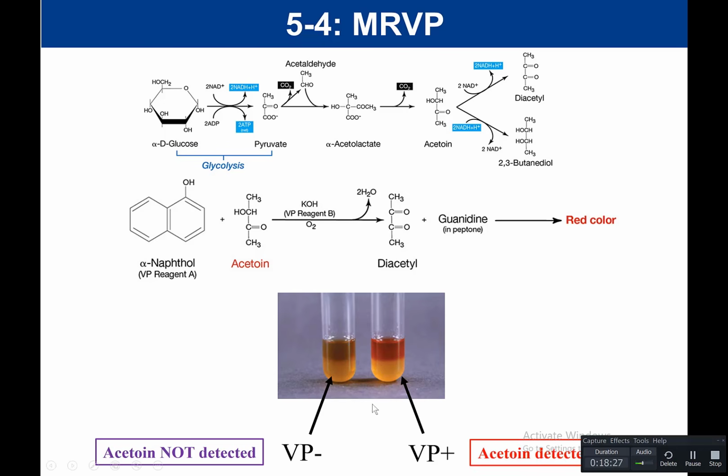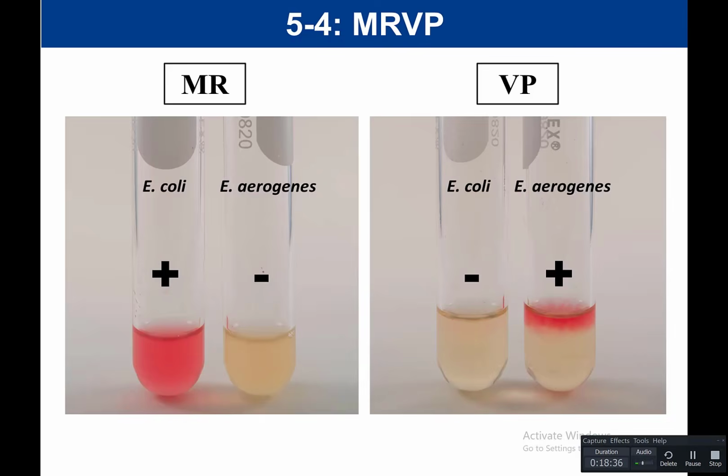So you want to know, what does a VP positive look like? What does a VP negative look like? And why? So again, you don't need to memorize which organism does which. However, if I told you these tubes were MR, methyl red tubes, and this one was just labeled A and this was labeled B, you should know that A is MR positive and B is MR negative.